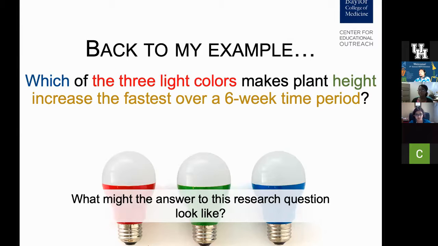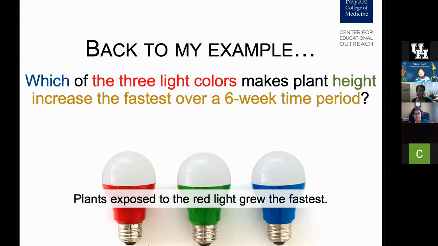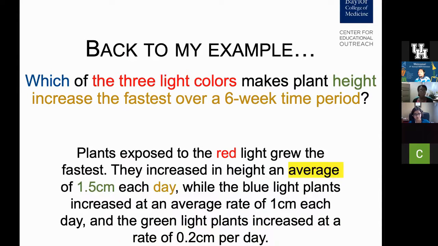Looking at the question that I've come up with, I can think about an answer this way: plants exposed to the red light grew the fastest. And someone might say, what do you mean by fastest? So I might say, plants exposed to the red light grew the fastest because they increased in height an average of 1.5 centimeters each day. And I can talk about the other kinds of plants and how their height grew. So in this case, I've got data that allows me to answer my question with precision.